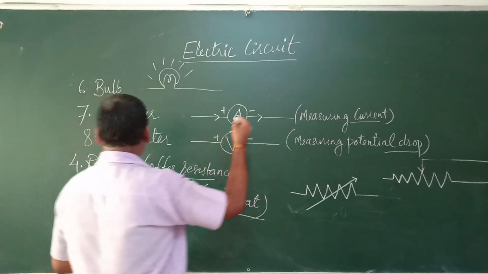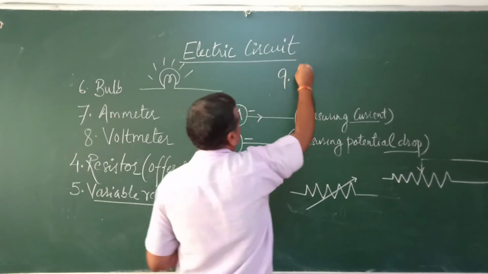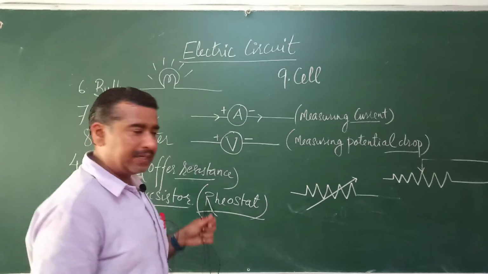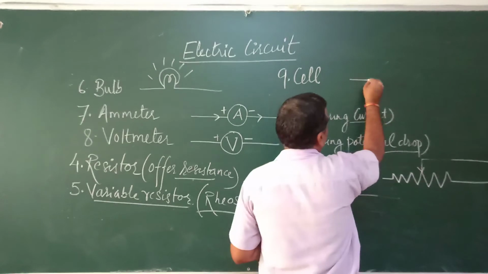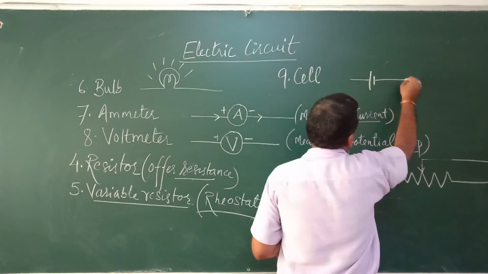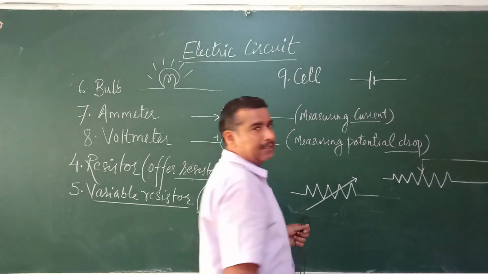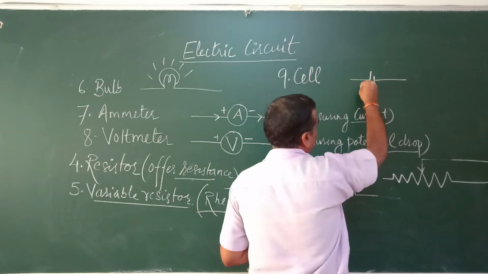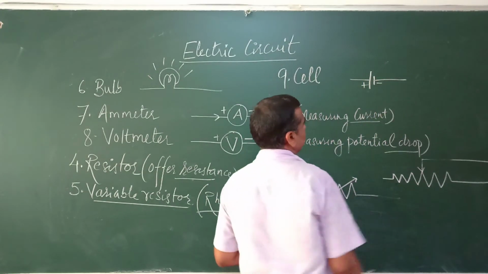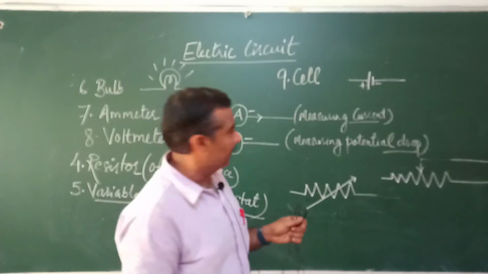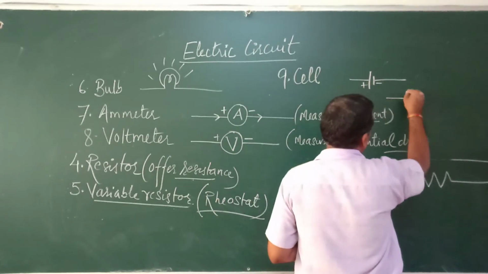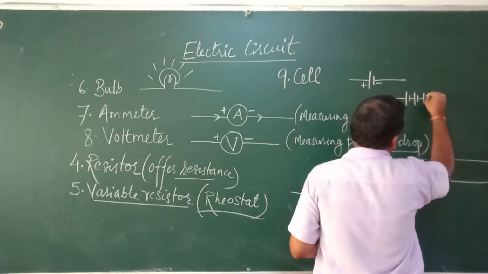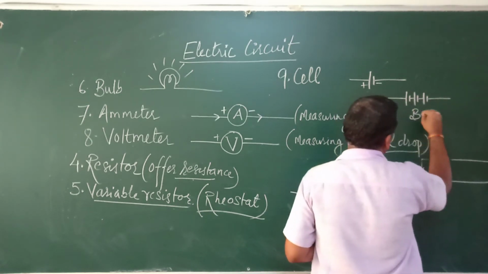Last but not the least, we have cell. Now cell is the source of electrical energy or potential difference without which the current does not flow. So if this is the symbol, that means there is only a single cell. The bigger line indicates the positive terminal, the smaller line indicates the negative terminal. But if there is more than one cell which is connected in series, then it is known as a battery.